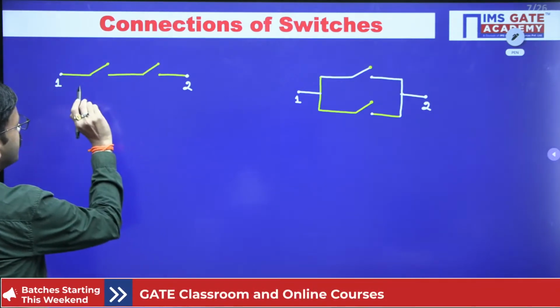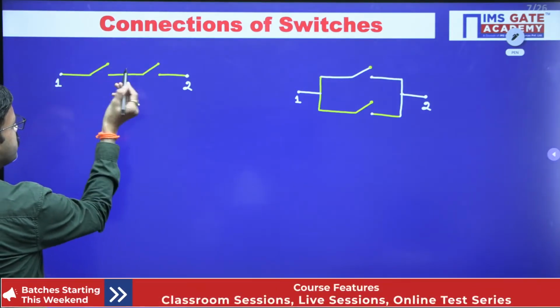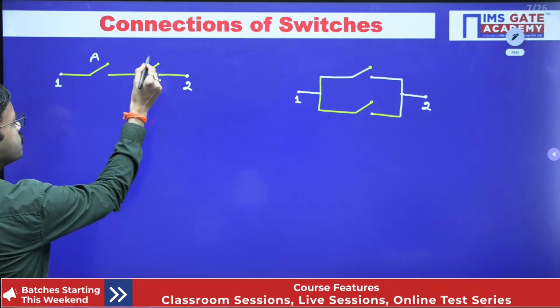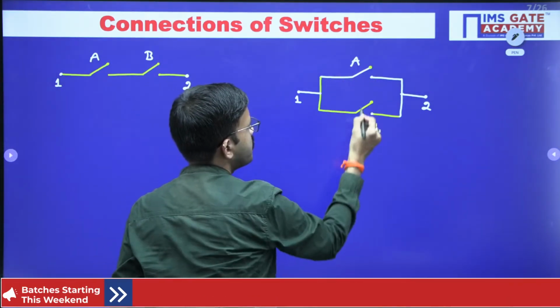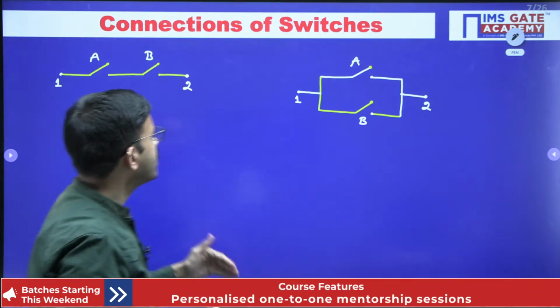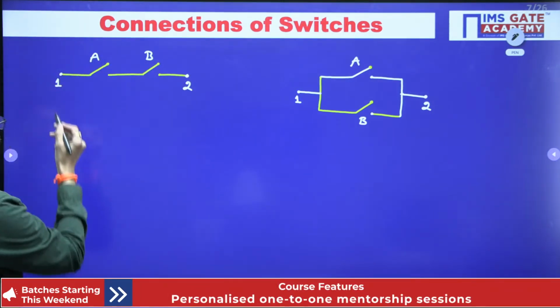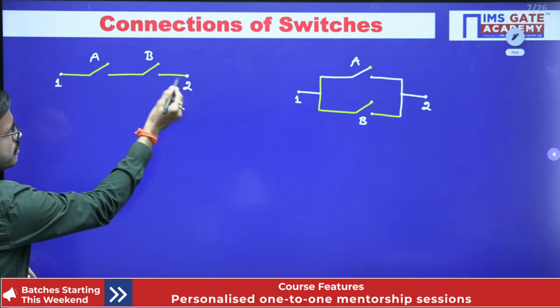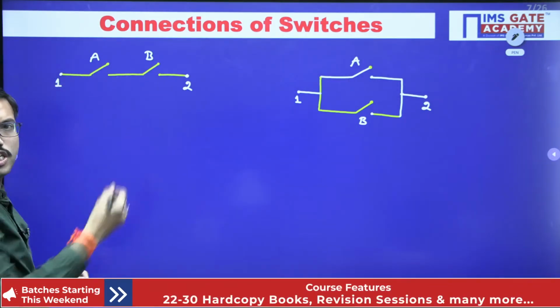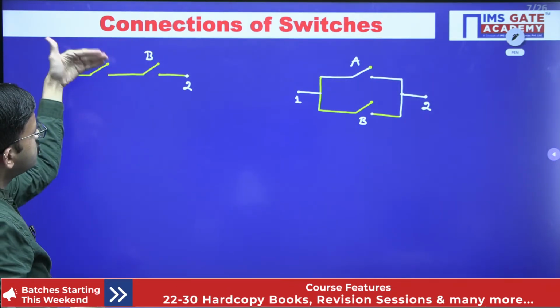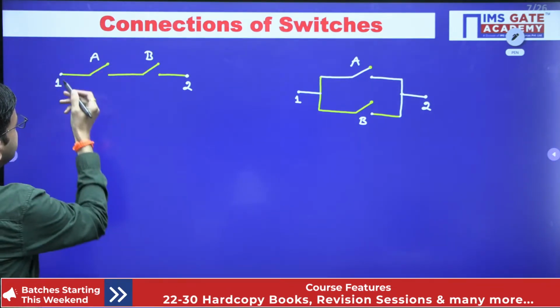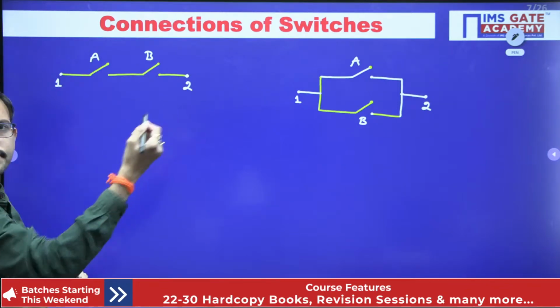Here I have considered two switches. For the time being, I am labeling the switches as A and B. I have two switches, labeled A and B. Suppose you want to connect terminal 1 to terminal 2, then both the switches must and should be closed. Then only can we connect terminal 1 to terminal 2, right?